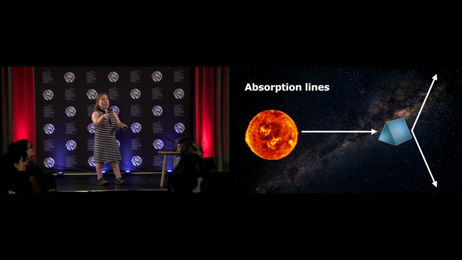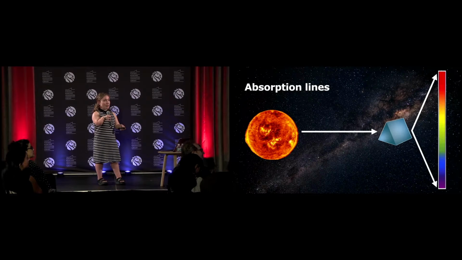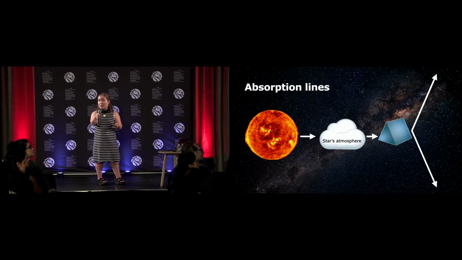So we have our star, and we take its light and we send it through something like a prism, and we expect to see a rainbow. So the spreading out of light, our eyes can see the rainbow. There's other light in there as well, but for the purposes of this talk, I'll just be showing rainbows to represent spectroscopy. But in reality, stars have atmospheres.